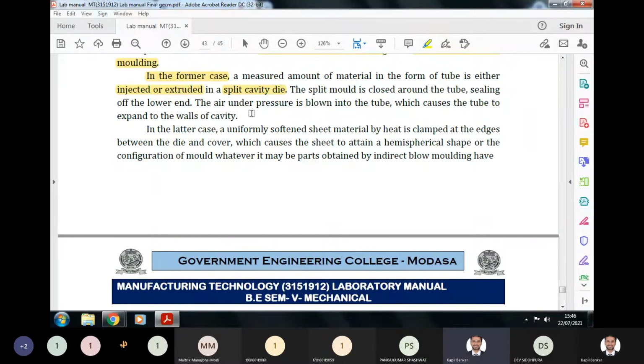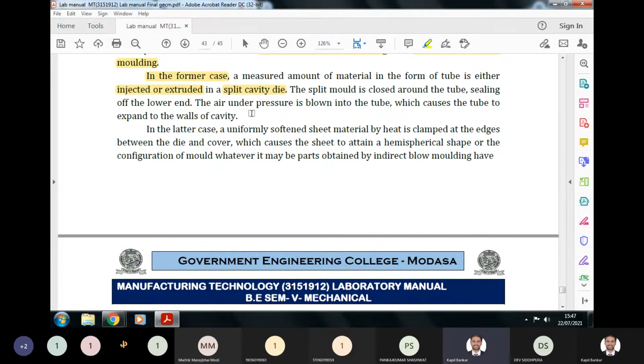The die has two halves, you may say the cope and drag halves. Vertically it may be opened and closed, and inside that particular die you may find the cavity as per your required product. Whatever product you need, its replica will be in that die. We will make the die in such a way that inside it there is the reverse image. That is known as the cavity, and it can be opened and closed. That's why it is a split cavity die.